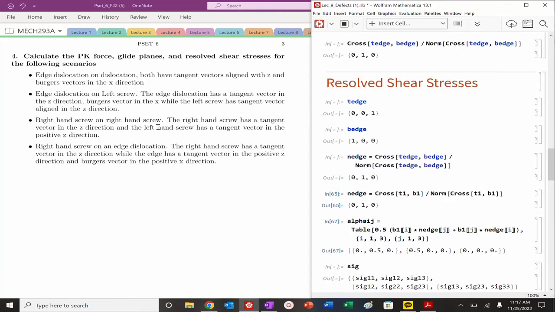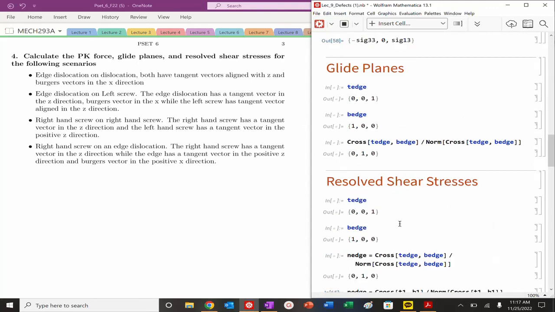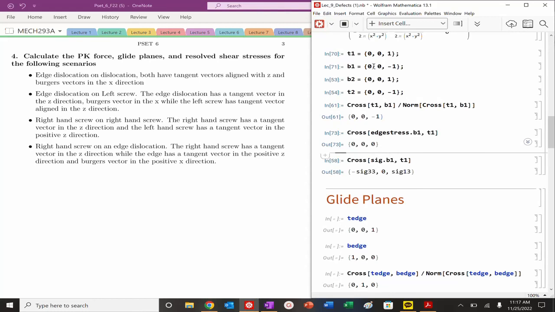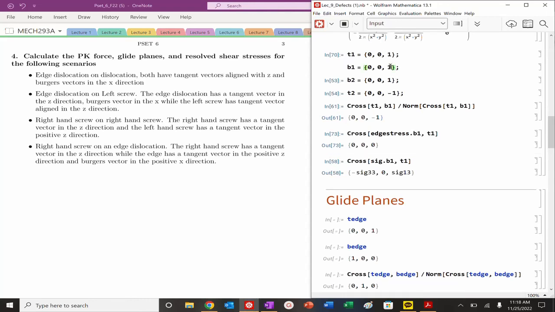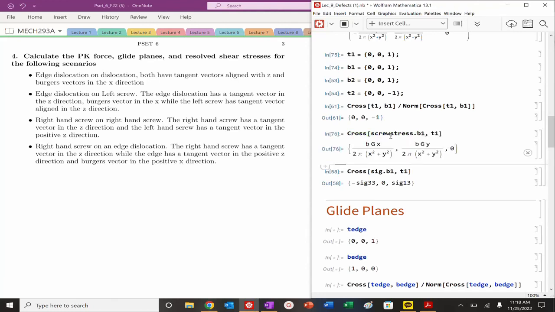Excellent. Right hand screw and right hand screw. Again, no glide plane, no resolved shear stress. What about the PK force? The PK force will simply be, let's see, right hand screw on right hand screw. The right hand screw has a tangent vector in the Z direction, and the other screw has a tangent vector in the Z direction. I think that is a little bit of an error, so we're just going to go tangent here. It's a tangent vector in the Z direction, so it needs to be aligned. This will be screw stress. So we'd have those PK forces, but that is unfortunately all that we've got.